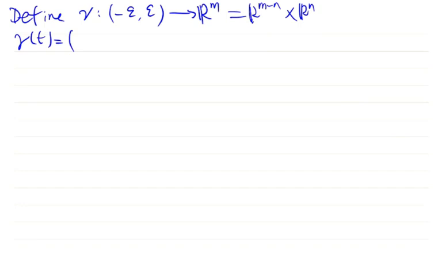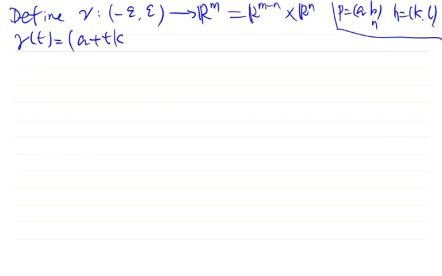Of course, we will use the point P equals (A, B), where A is (m-n) dimensional, B is n dimensional, and h is (k, l). Okay, so we will use this data. So our gamma t is A plus tk, but the last n coordinates of our curve gamma will use the image of A plus tk under our map phi, because phi is mapped into R^n, right? So we can use this to define phi(A plus tk).